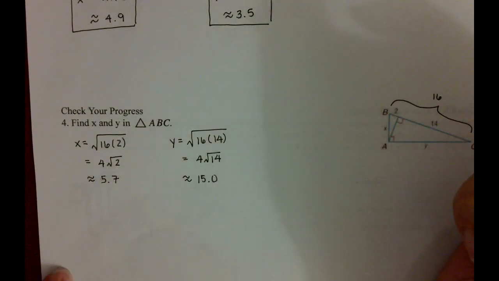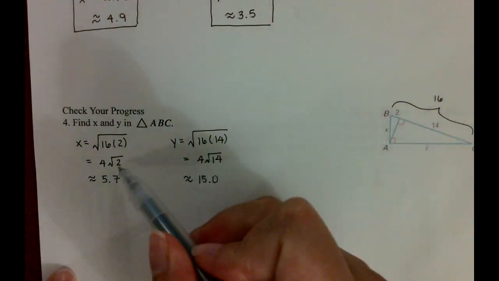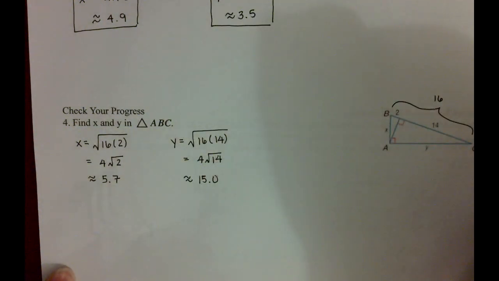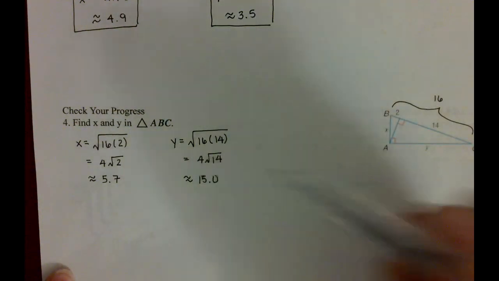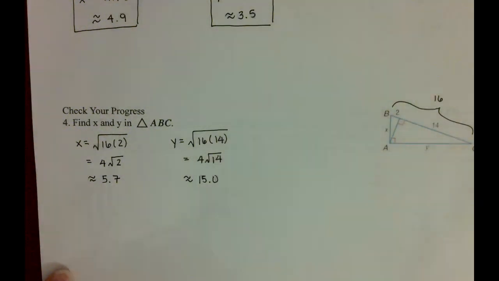Okay, you should have gotten that x is 4 rad 2, which is approximately 5.7, and y is 4 rad 14, which is approximately 15.0. If you got that right, you can get started on your homework. If not, here is your explanation.